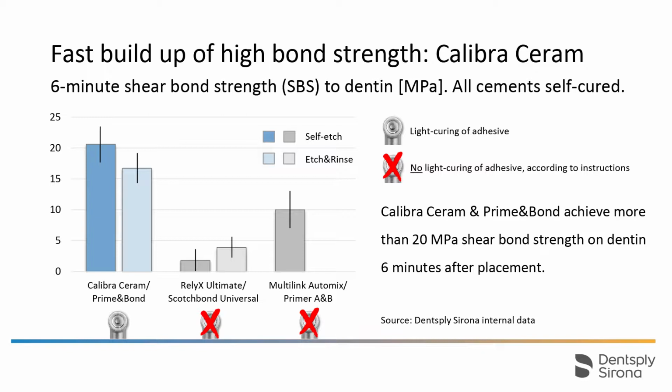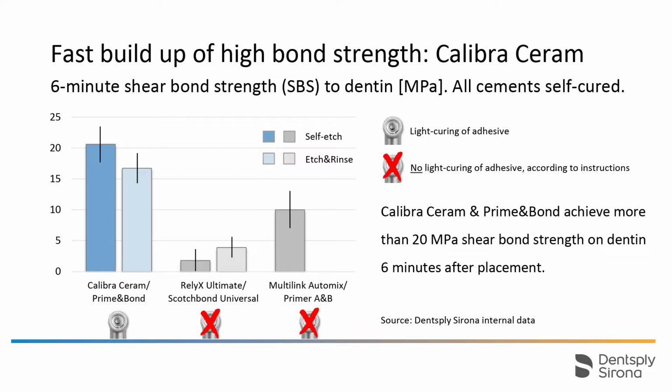Let us first look at the performance of Calibra Ceram. Displayed are shear bond strengths in megapascal achieved by our product and competitors Reliax Ultimate and Multilink Automix. Prime & Bond active adhesive was light cured, while Scotchbond Universal and Multilink primers A and B were not, as per manufacturer's instructions. Please note that Multilink cannot be used in an etch and rinse mode. As mentioned, all cements were self-cured.